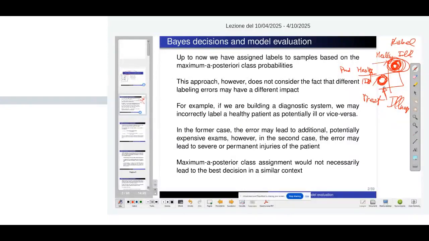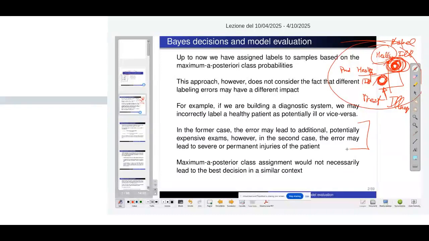That's the idea behind vaccines. I treat everybody because the effects of treating healthy people, so somebody who doesn't need the treatment, are very low. The risk of not treating somebody who is ill, so who may develop the illness, is much larger. So it's better to treat the whole population. So these kinds of errors are not the same. So just looking at the class posterior probability in this case is probably not the best thing to decide whether the patient is ill or not.